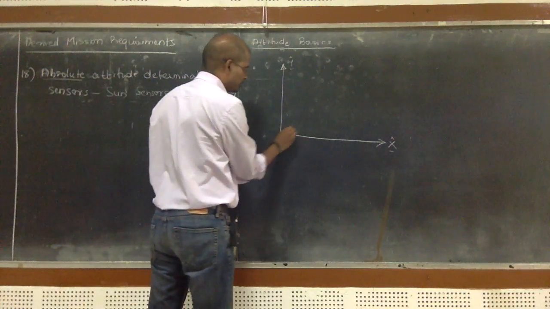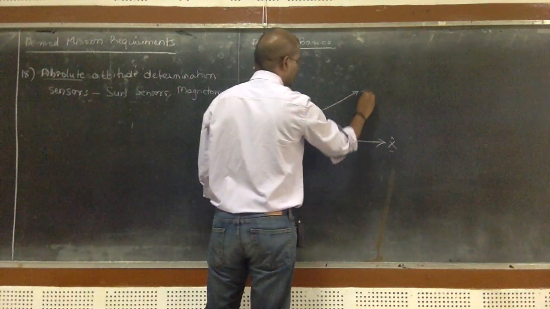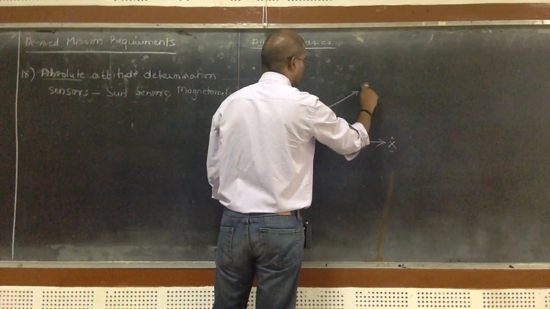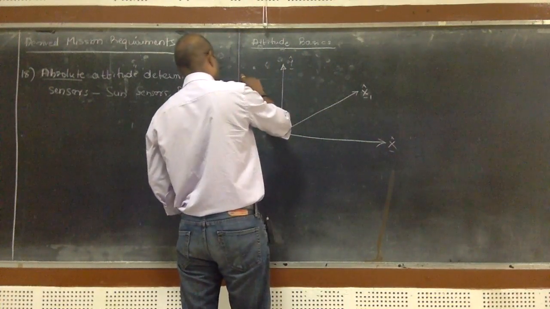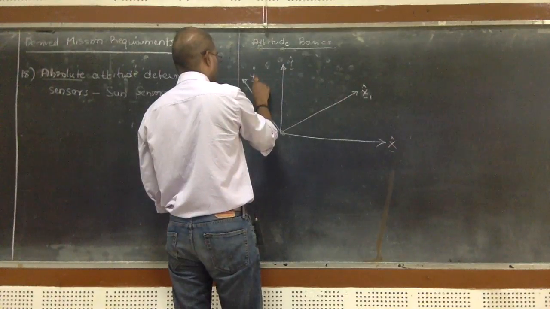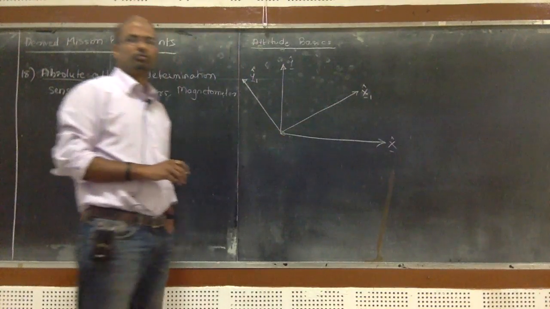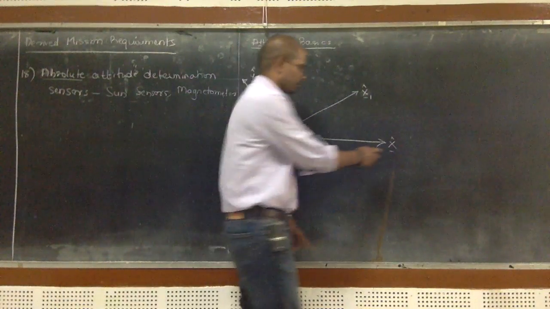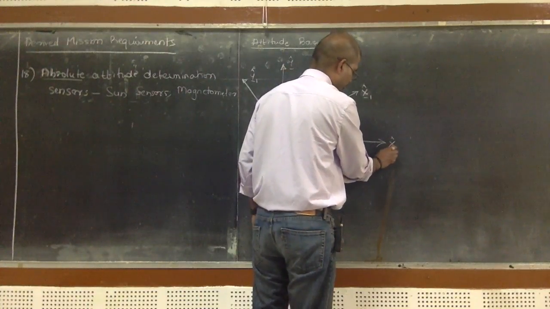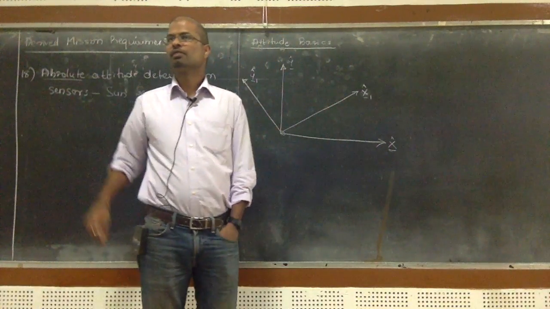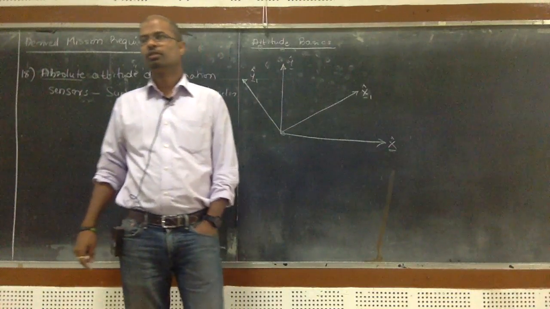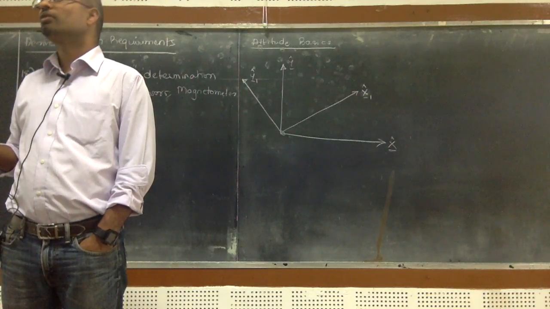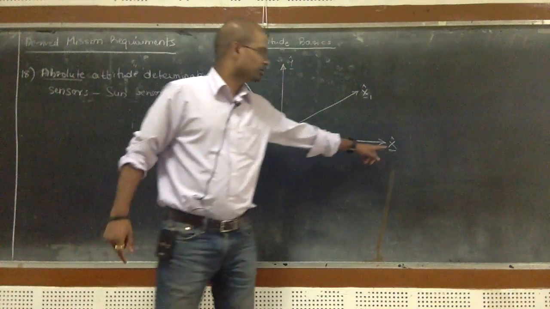Now, let me do X1. Y1. Okay. So this means it's a vector, and the cap means it's a unit vector, right? A unit vector is a direction vector. Just like scalars are magnitudes, unit vectors are direction vectors.